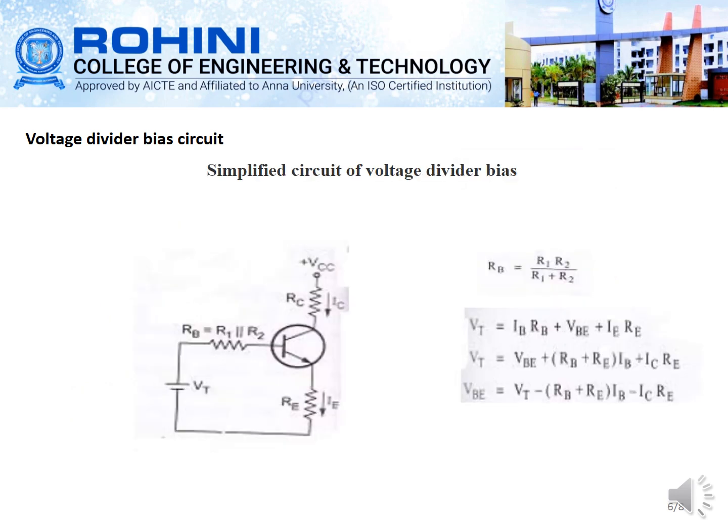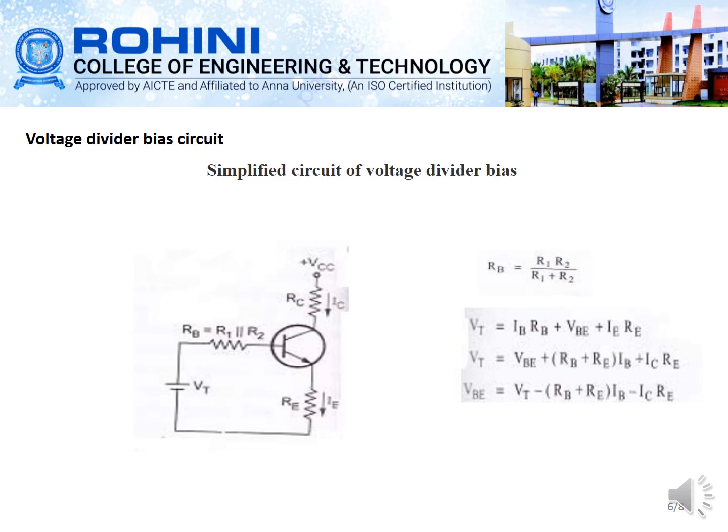And you can see the simplified circuit of the voltage divider circuit. You can take R1 and R2 in terms of Thevenin's equivalent. To simplify the circuit, we take the value of the voltage VT, and RB is equal to R1 parallel R2. Here also we can apply the KVL along the input loop as well as the output loop. So this is the simplified circuit structure.